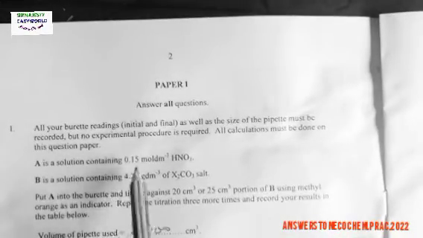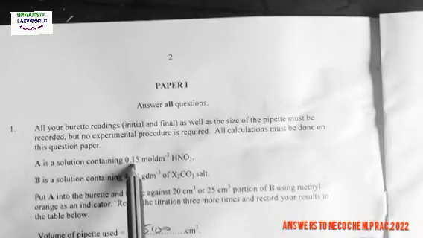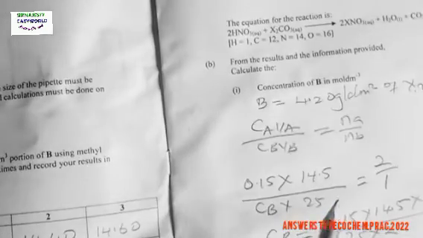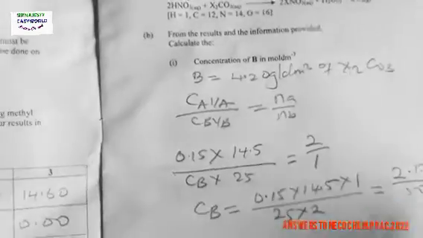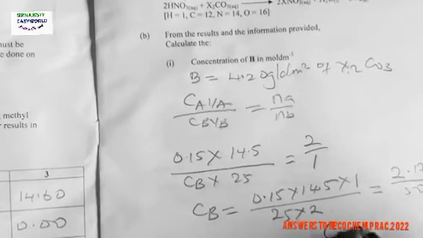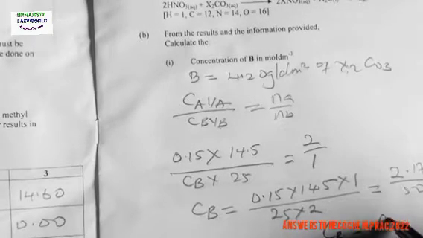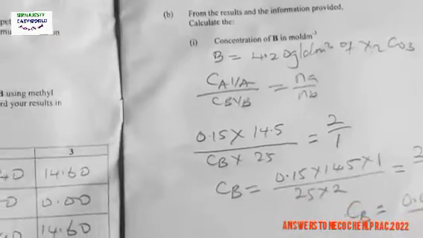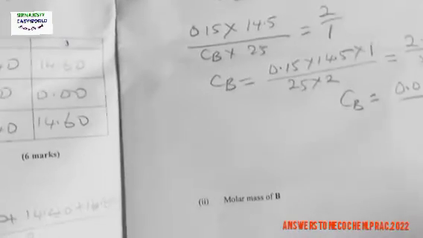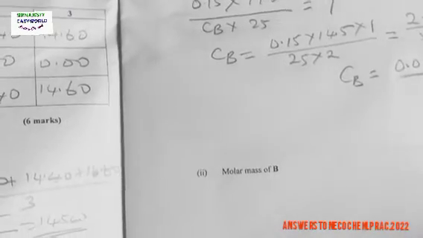But according to this, you are advised to leave it in two significant figures or two decimal places, because the concentration they gave us over here, they say 0.15. So you are going to obey this significant place. So we are going to use 0.04 because 3 is not up to half of 5. Therefore, our CB is approximately 0.04 mole per dm cube. Final answer. Then we proceed to the subsequent question, which says the molar mass of B.